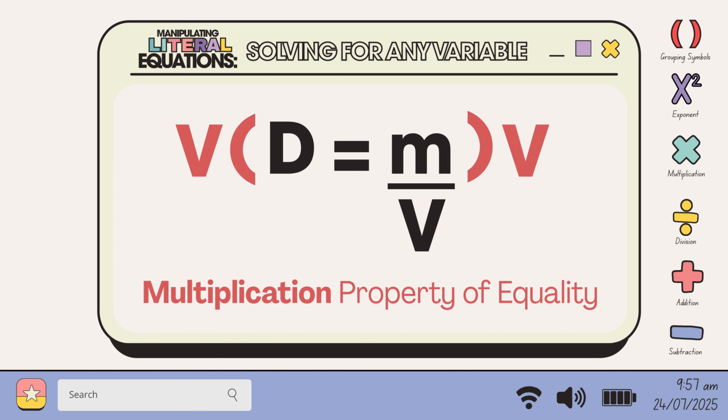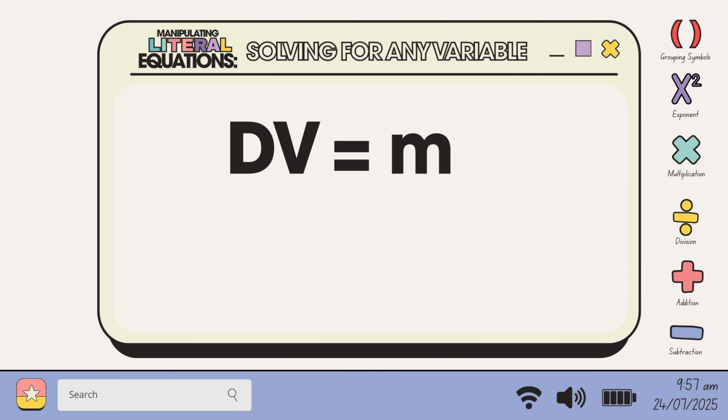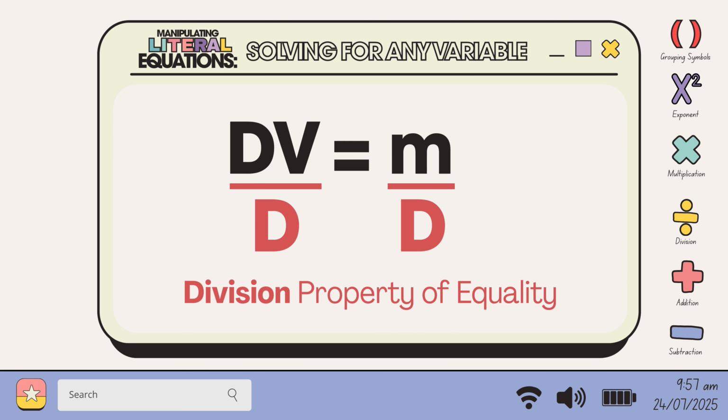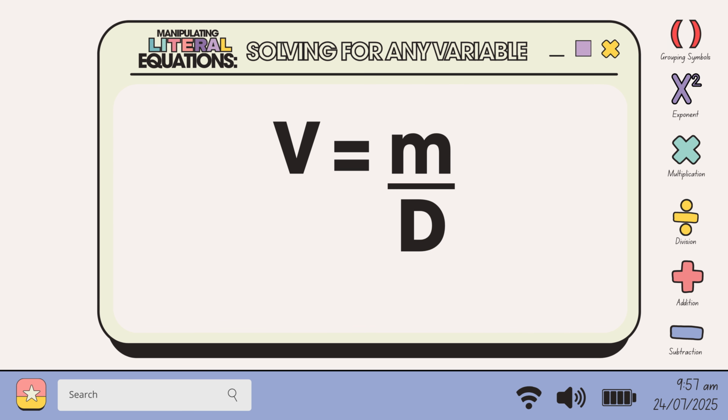If we need volume by itself, we take our new formula, mass is equal to density times volume, and divide both sides by d using the division property of equality. This gives us volume is equal to mass over density.